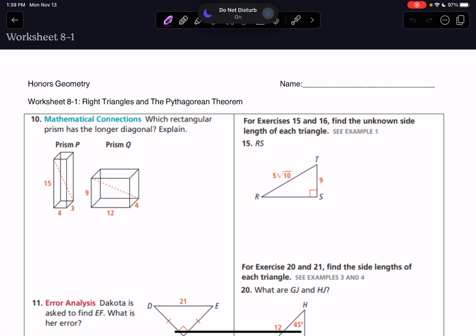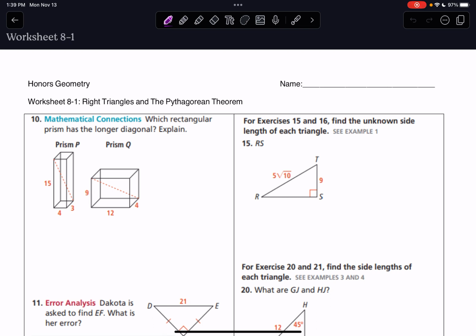Hello everybody, it is time for us to start going over the topic 8 worksheets. That's the trigonometry chapter, one of my favorites. So let's get started right here with number 10. Which rectangular prism has the longer diagonal, and explain.